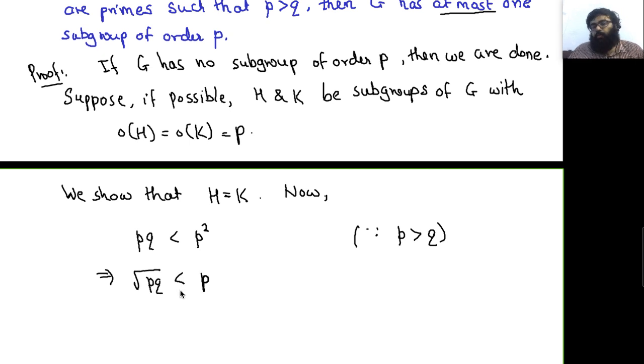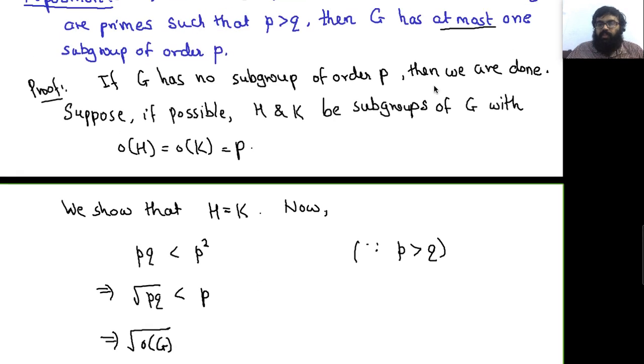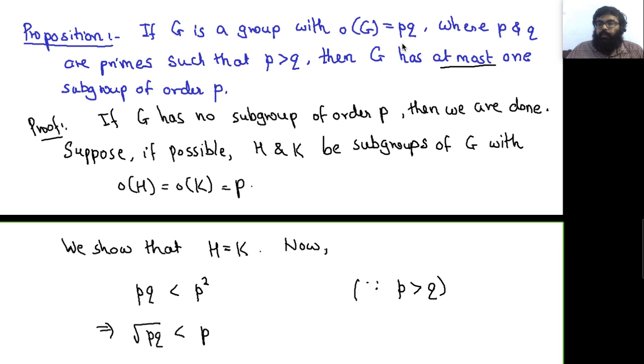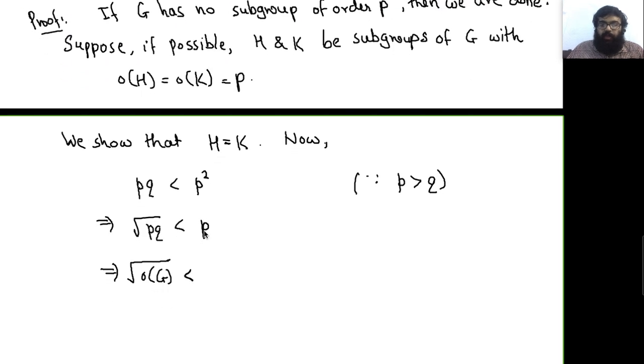Now taking root on both sides. But now what is square root PQ? So this is square root of order of G, because order of G is given to be PQ, right? This is less than, and what is P? P is nothing but order of H and order of K. Order of H, and this is nothing but order of K. So order of H is also greater than square root order G. Order of K is also the same, which is also greater than square root order G.